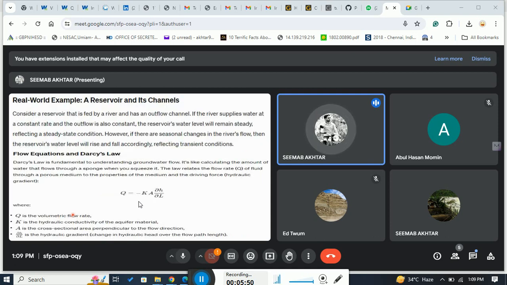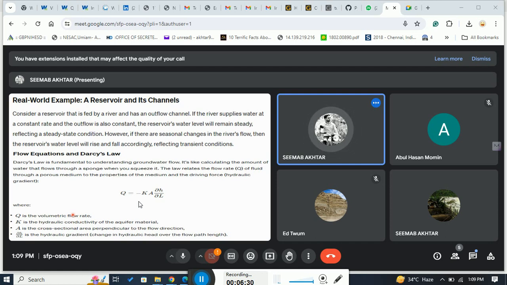Real world example: a reservoir and its channel. Consider a reservoir that is fed by a river and has an outflow channel. If the river supplies water at a constant rate and the outflow is also constant, the reservoir's water level will remain steady, reflecting a steady state condition. However, if there are seasonal changes in the river's flow, then the reservoir's water level will rise and fall accordingly, reflecting transient condition. And that is the best example of this outflow and inflow.